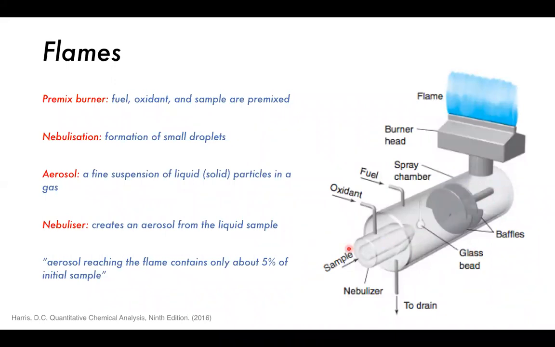Then the nebulization, which happens here in the nebulizer, is the formation of small droplets. An aerosol is formed from a fine suspension of liquid or solid particles in a gas. In our case, it's a liquid, but you can form aerosols of solid particles. A nebulizer creates an aerosol from the liquid sample, and the aerosol reaching the flame contains only about 5% of the initial sample. But that's okay, because so long as we've got a calibration curve and everything is properly accounted for, then we're going to get an okay result.